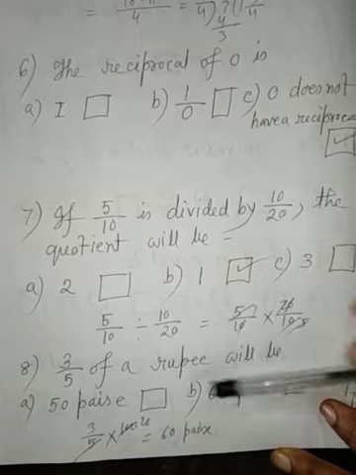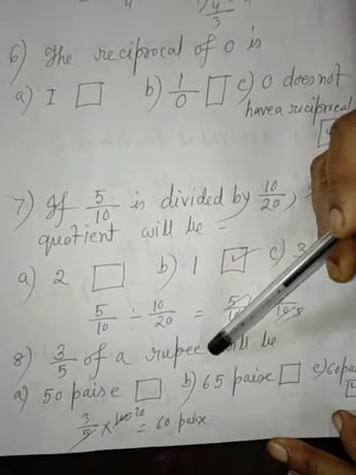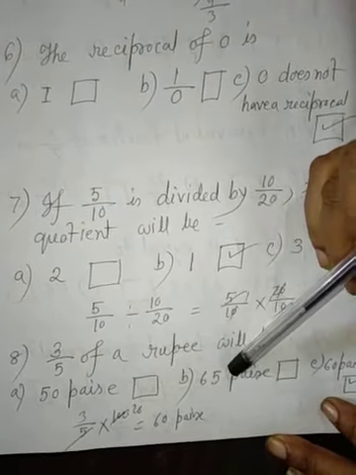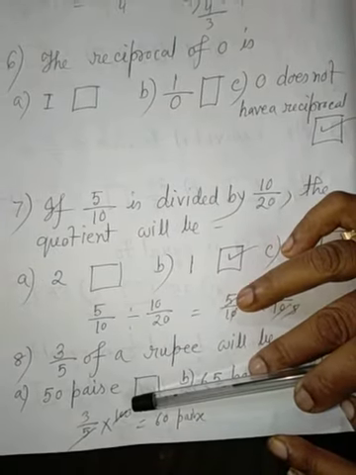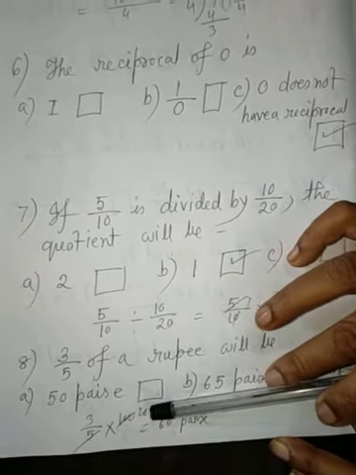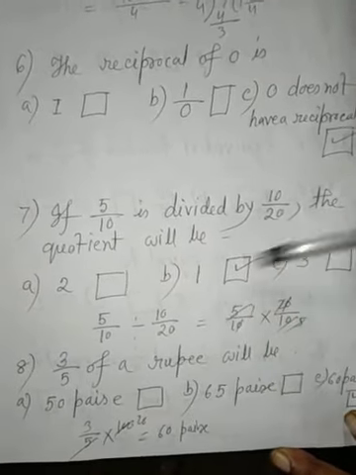8. 3 by 5 of a rupee will be 50 paisa, 65 paisa, 60 paisa. 3 by 5 into 100, since 100 paisa equal 1 rupee. 5 twenties are 100, so the answer is 60 paisa.